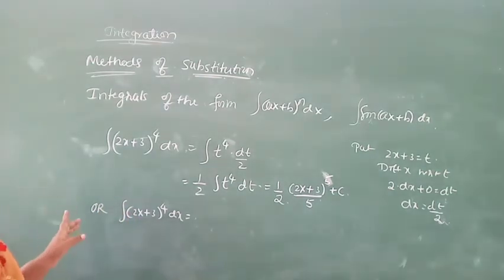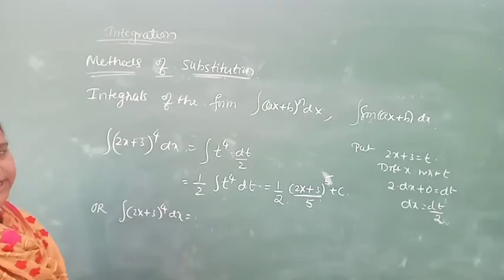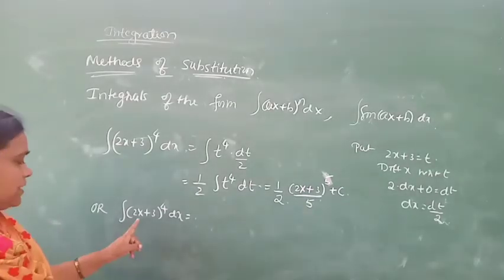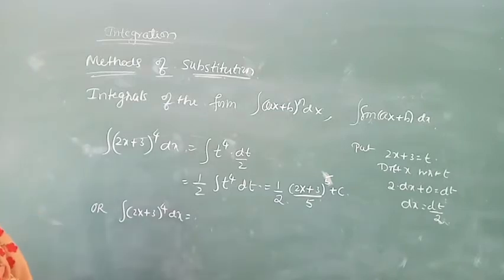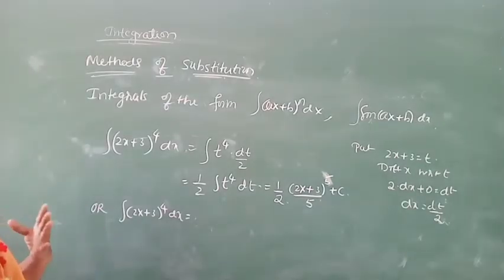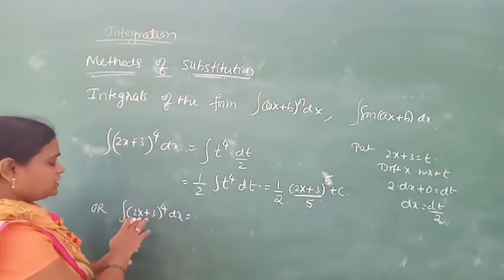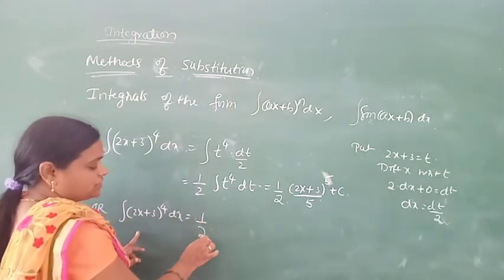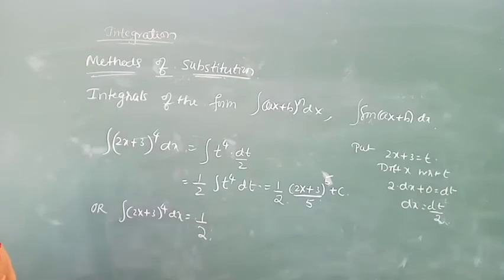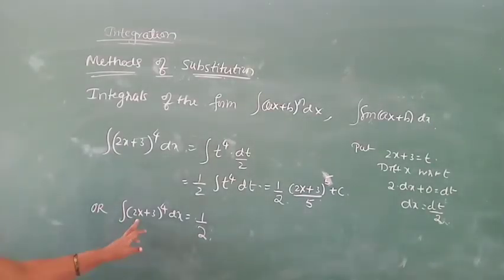Linear. Please concentrate. If x is linear and it is multiplied by some constant and added or subtracted by another number, then we can do it directly. Just concentrate. What is your x? X is multiplied by 2. That one we are taking 1 by 2. Whatever multiplies x, that one we are taking as the denominator.